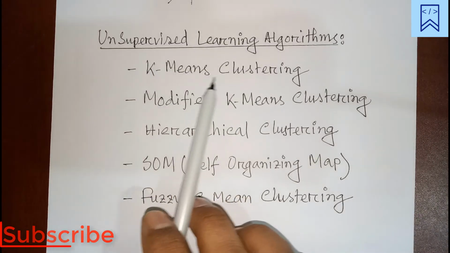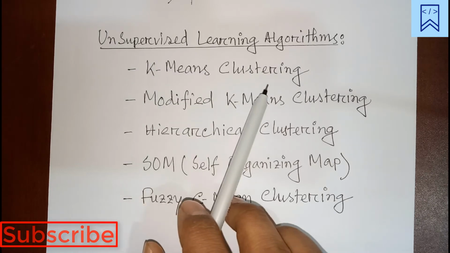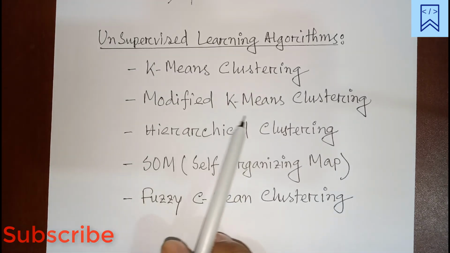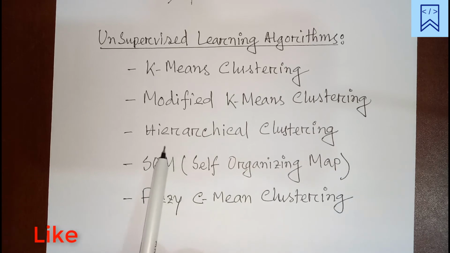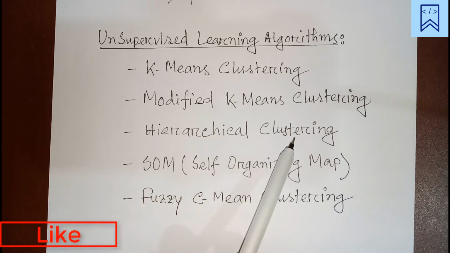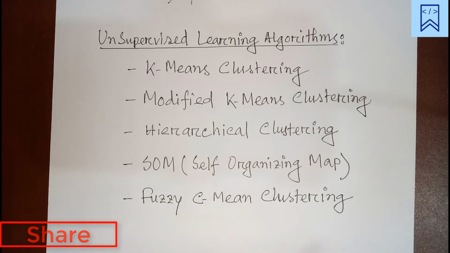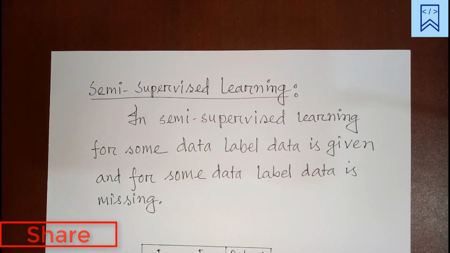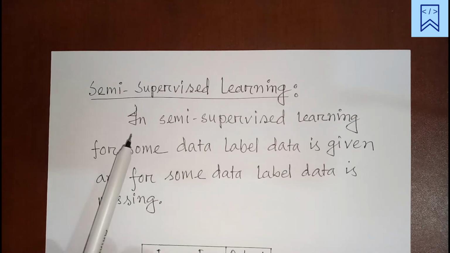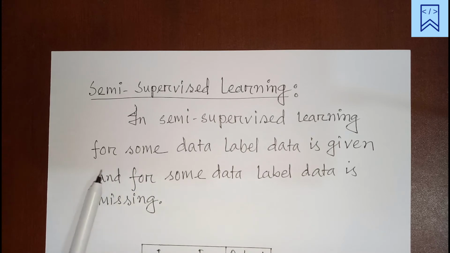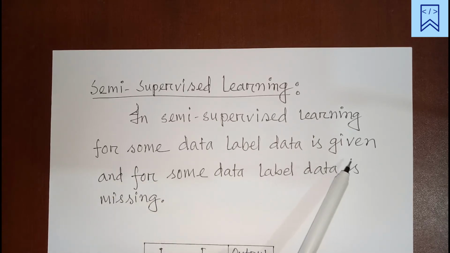Unsupervised learning algorithms are K-means clustering, modified K-means clustering, hierarchical clustering, SOM or self-organizing map, fuzzy semi clustering. Now let us look at semi-supervised learning. In semi-supervised learning, for some data, label data is given, and for some data, label data is missing.